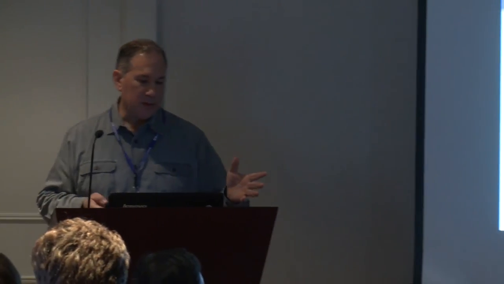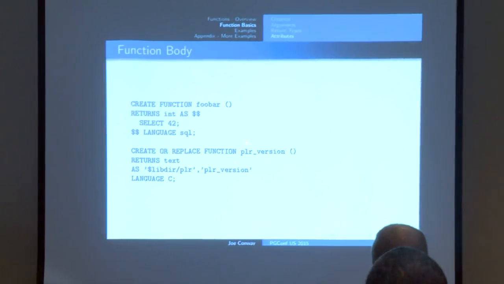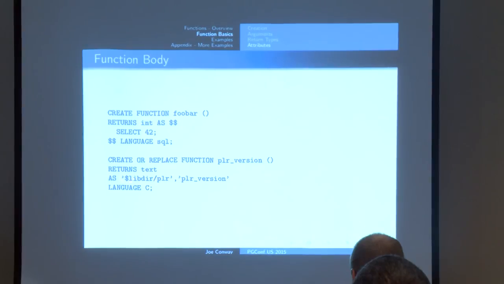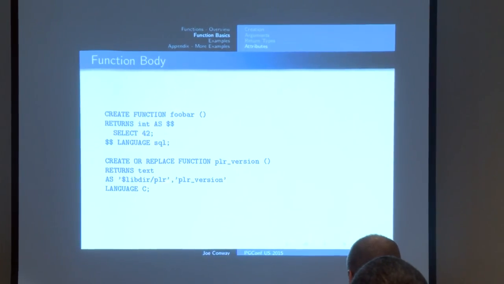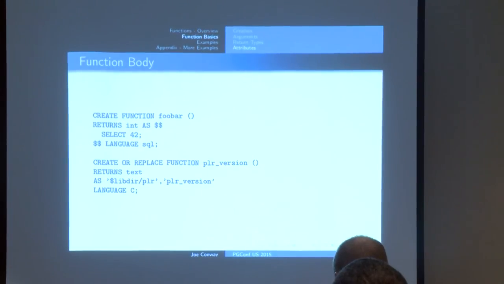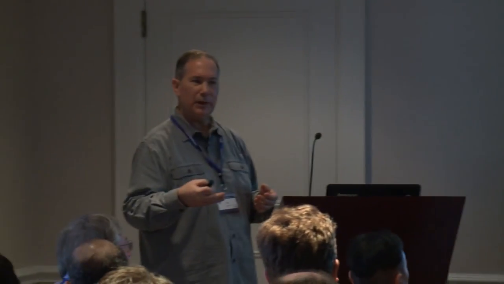So these are two examples of function bodies. You've seen lots of this first type. This one is actually for one of the functions in PL/R. You reference it as libdir/plr. You don't even give it the .so. And again, this is to make it portable. Postgres will figure out if you're on a Linux system, it's .so. If you're on a Mac, I think it's .dylib or something like that. On a Windows system, it's .dll. But if you don't specify it, Postgres will figure it out based on what platform you're running on.